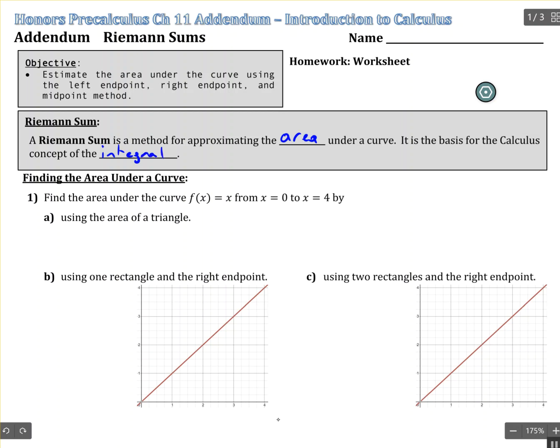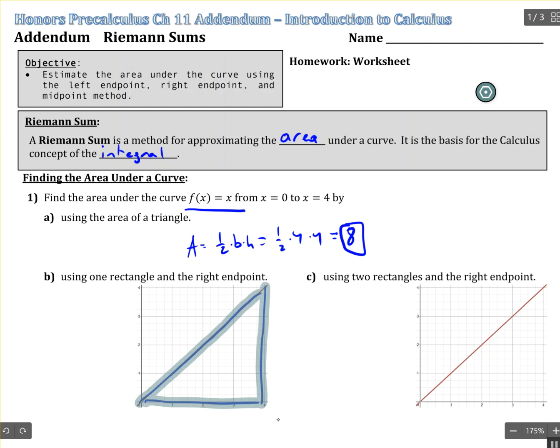Let's just do it on a very simple curve, a straight line, f of x equals x, from 0 to 4. We can see a graph of that right here. If we want to find the area under this curve, we just use 1/2 base times height, which is 1/2, well, the base is 4, and the height is 4. So I get 8. It's nice and easy for this particular graph.